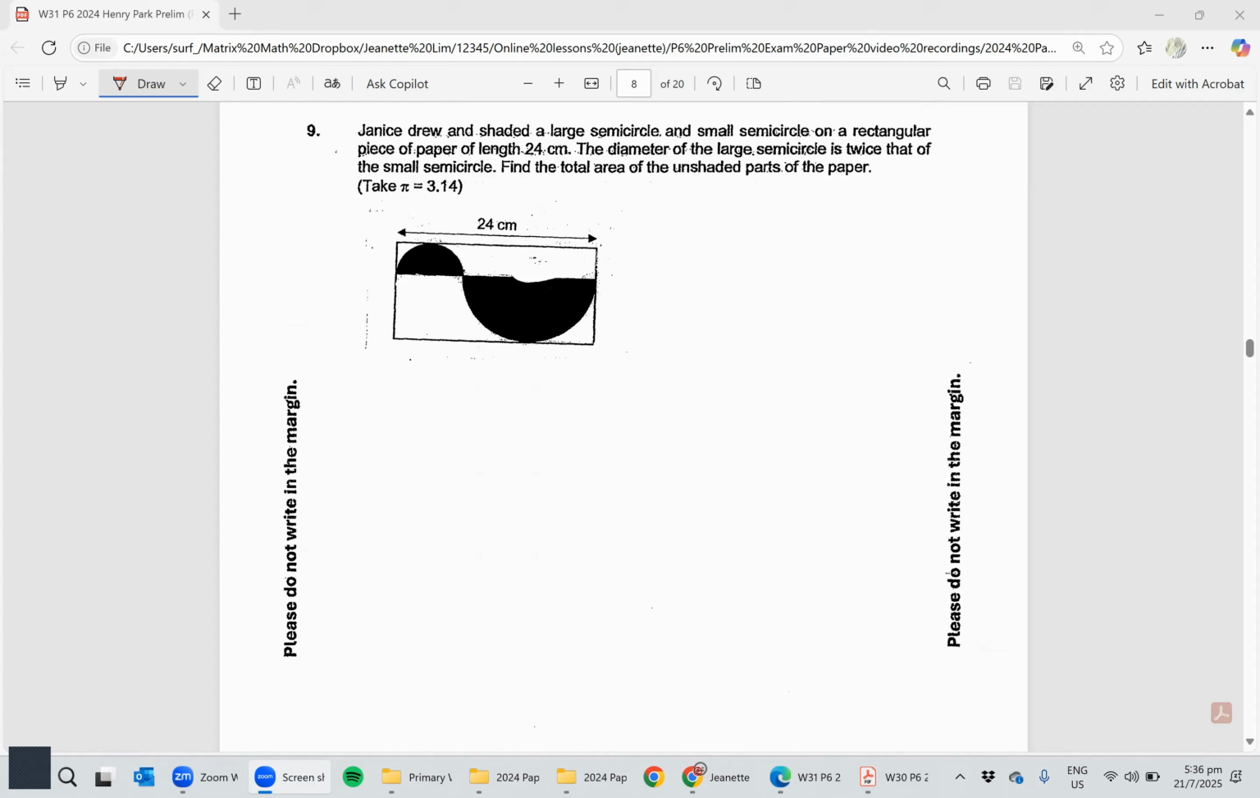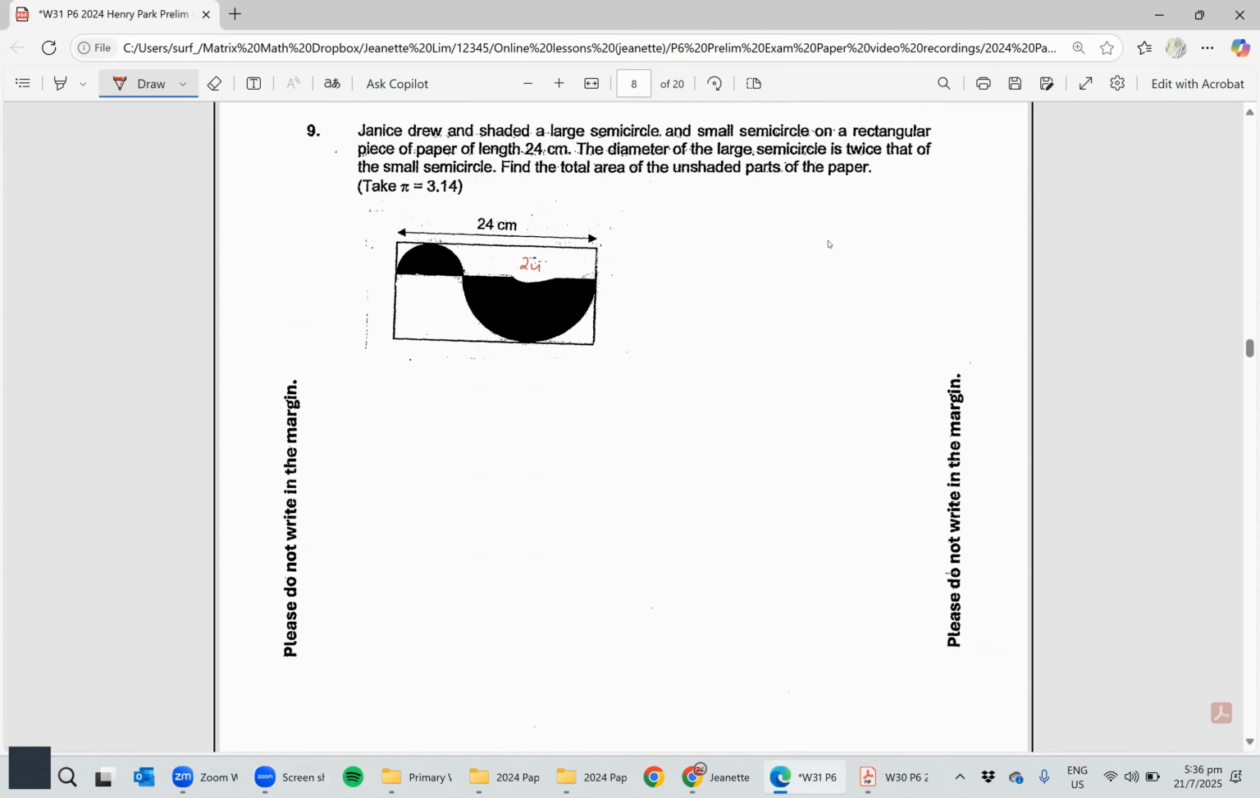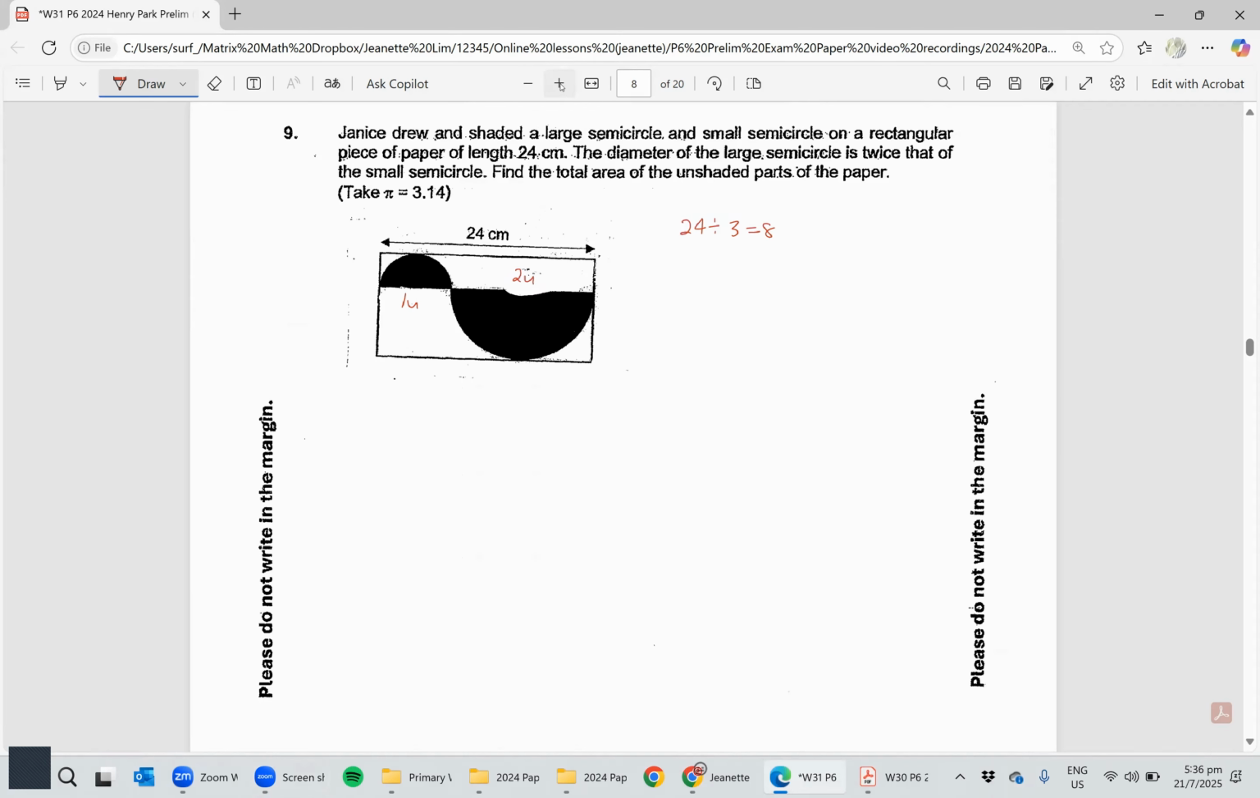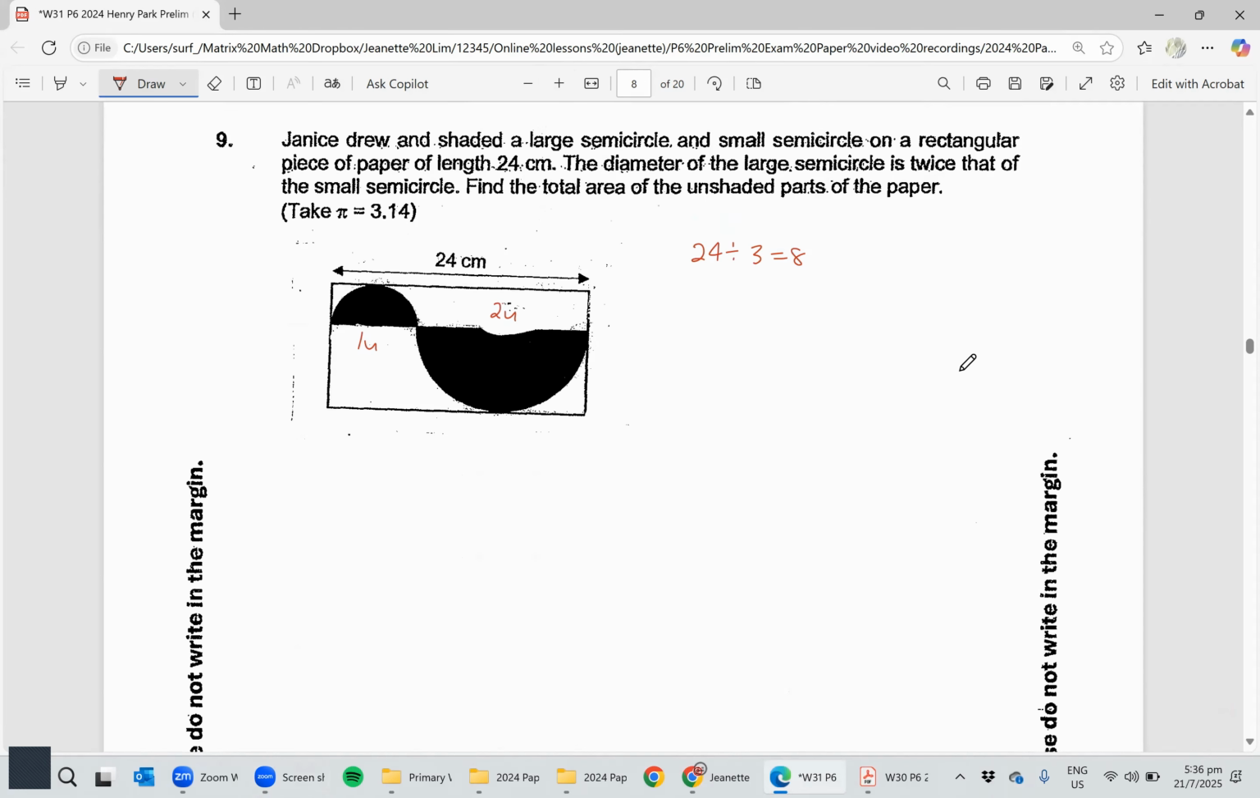Okay, so the diameter of the big semicircle is twice of the small one. So I can say that this one is 2 units and this is 1 unit. So 24 would be 3 units. We take 24 divided by 3, which is 8. Now from here, we can find the diameter of the big semicircle as well as the small semicircle. Sorry, we should be finding radius since we are finding area.